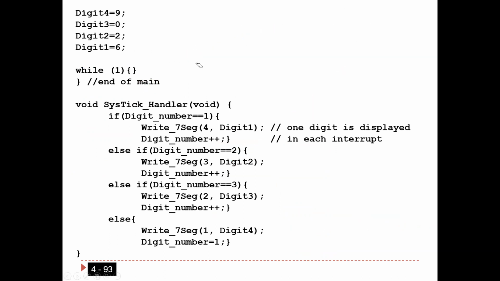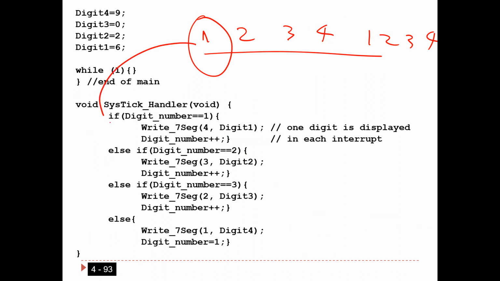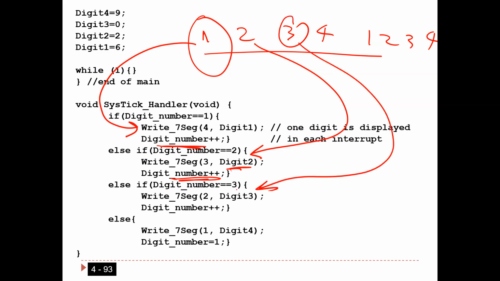So let's see how I did time multiplexing here. As I told you, very simple. In every interrupt, I'm going to check the value of this counter. If it is equal to 1, this counter should go 1, 2, 3, 4, 1, 2, 3, 4, and so on. So when it is 1, in that interrupt I'm going to be here, and then I have to increment it so that next time I will come to here, in order to display digit number 2. So in every interrupt, I display one digit and increment the counter. When it goes past 4, I return it to 1 again.